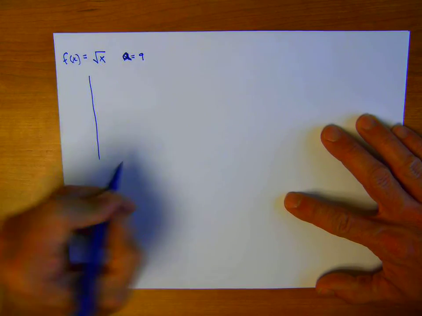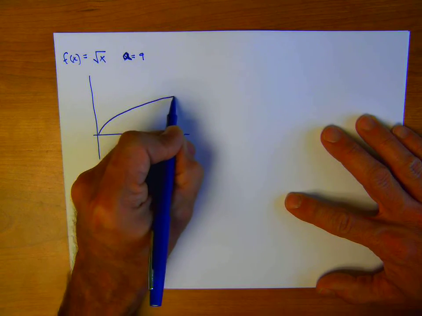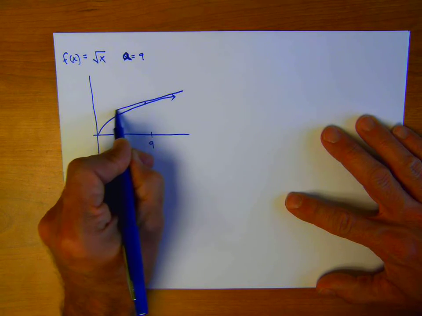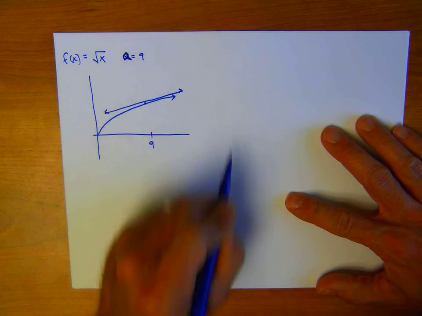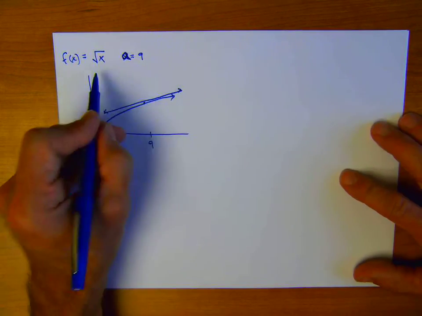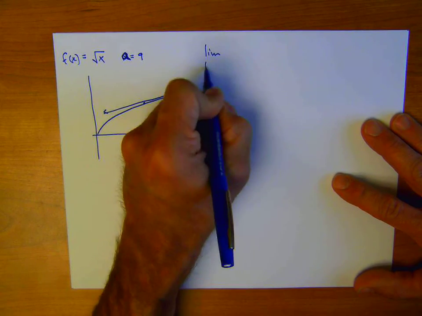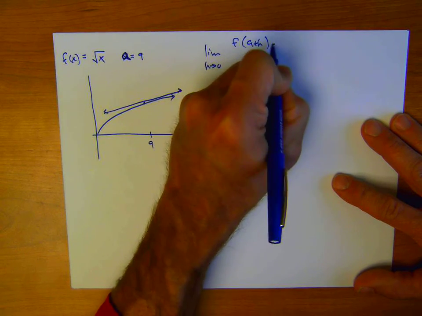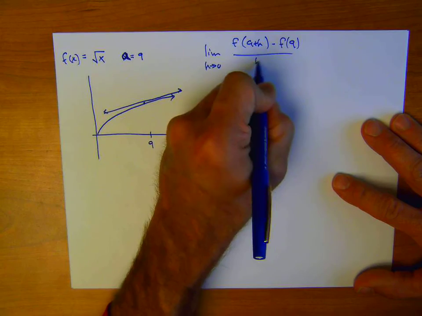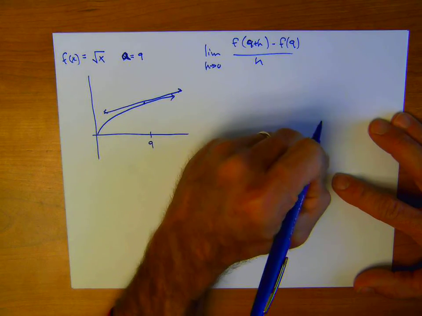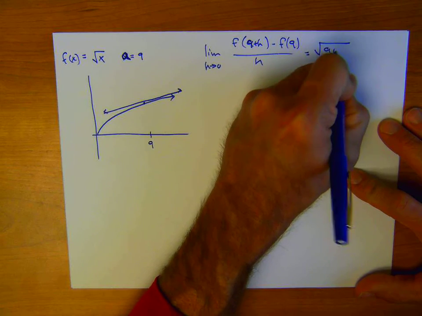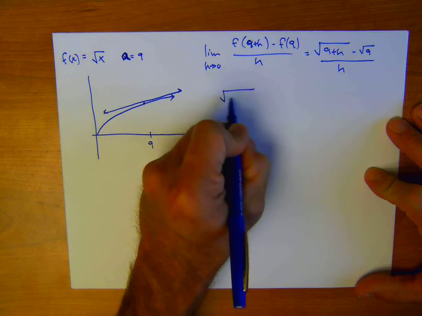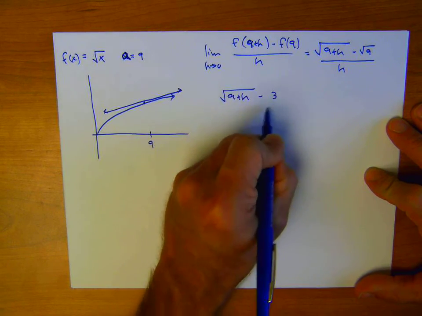So we know, real quick graph, square root of x looks like this. 9 is going to be out here. We would expect the slope of the tangent line to be getting flat, but positive. If I use my definition, the limit as h goes to 0 of f of 9 plus h minus f of 9 over h. In this case, f is square root, so it's the square root of 9 plus h minus the square root of 9 over h. Well, that's the square root of 9 plus h minus 3 over h.